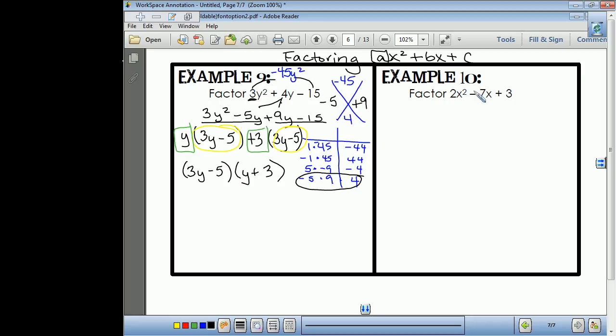Okay, let's do the next one. I'm going to change it to red so we can see it written up here. 2x squared times positive 3 is positive 6x squared. So we ask ourselves, what do we multiply to get positive 6 that we add to get negative 7? Multiply to get this number, add to get this number. Since they're both negative. Right. They have to both be negative because we're multiplying to get a positive. We're adding to get a negative.